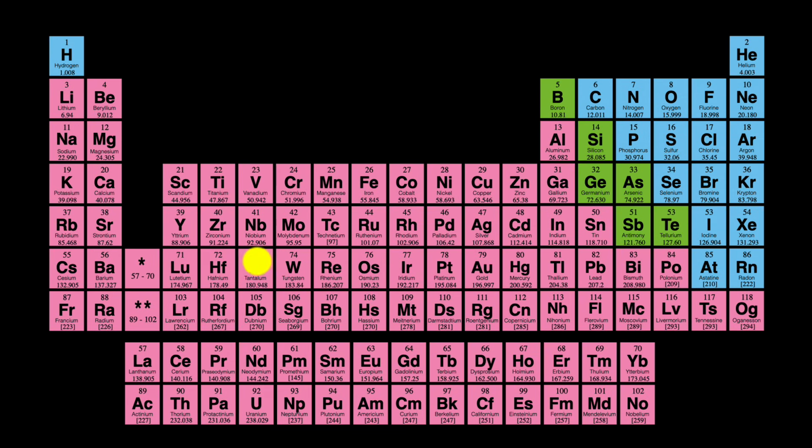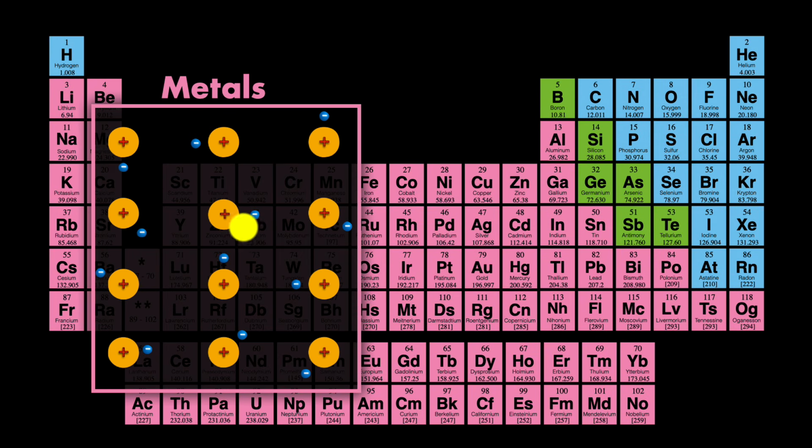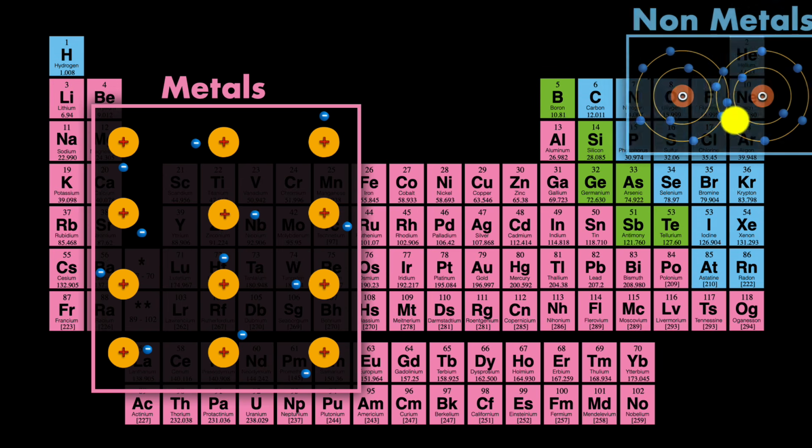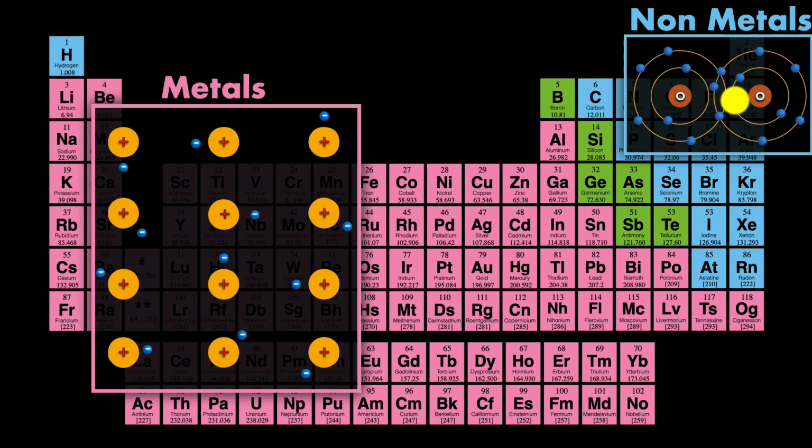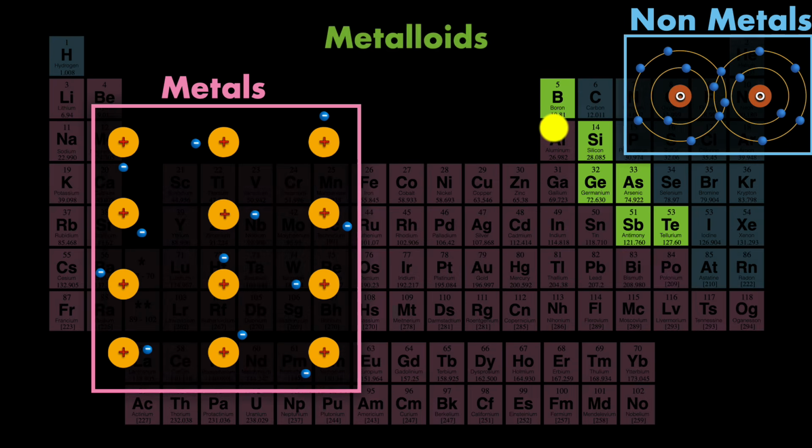Okay, so we know metals have electrons that can freely move, and nonmetals have electrons that are localized in bonds. So what about elements that are in between? What about the metalloids? Well, these elements like boron, silicon, germanium, arsenic, antimony, and tellurium, we would expect their properties to be somewhat in between, which means we'd expect them to have electrons that are not as free as metals, but also not as bound as the nonmetals. They would be in between.